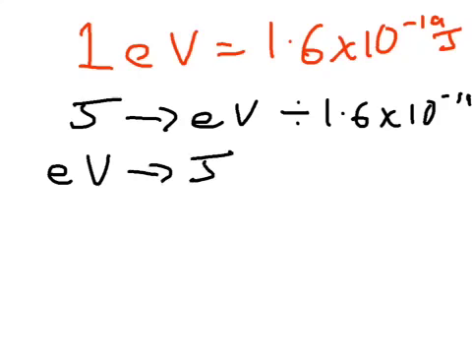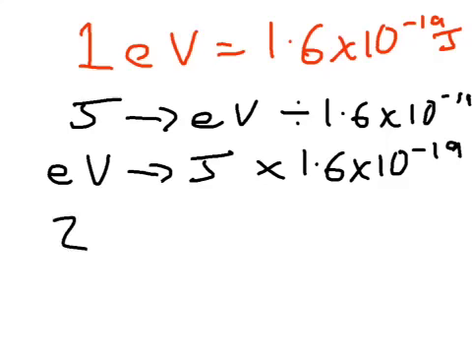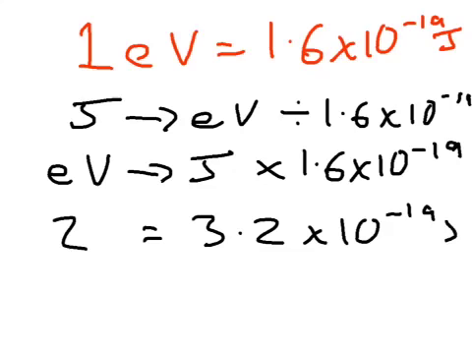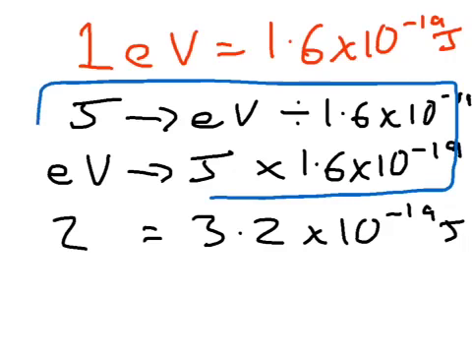Conversely, if we're in electron volts and we want to get to joules, we can see up here 1 electron volt is 1.6 times 10 to the minus 19 joules, so we would multiply by 1.6 times 10 to the minus 19. So if I had 2 electron volts and I needed that in joules, if I multiply 2 by 1.6 times 10 to the minus 19, I'm going to get 3.2 times 10 to the minus 19 joules. So these little conversions are very important. You need to be able to get from joules to electron volts and vice versa very, very easily.